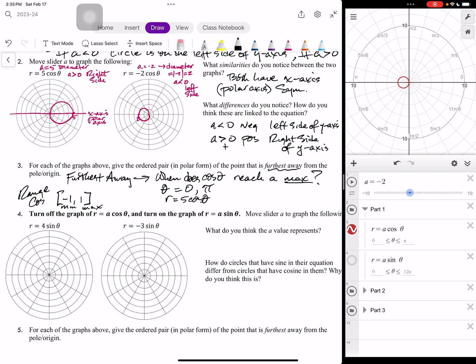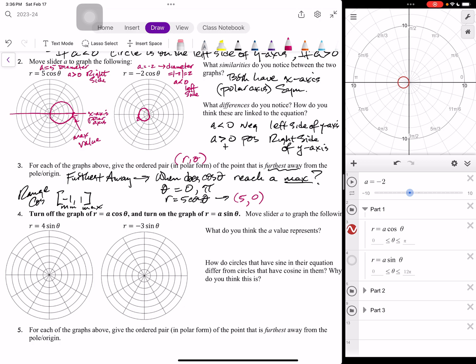If you substitute in 0, in polar form you have to remember that it's always r comma theta. Right here, if you substitute in 0, what do you get out? Cosine of 0 is 1 times 5 is 5, so you get 5. So at 5 comma 0, you're going to reach a max, and that's why the circle here has a diameter of 5. So that's the max value here.